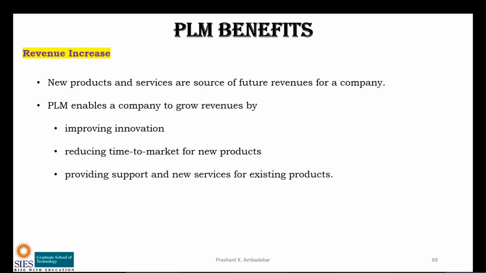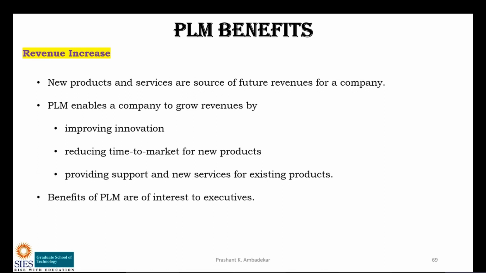There can be support and new services for existing product. Existing product is there, provide new services. Suppose, for example, there is a mechanical device and that is not working, for example your vacuum cleaner is not working. What the company can do is put some part in such a way that it can be replaced easily, the part which is prone to failure. So that can be given, providing support and new services for existing product.